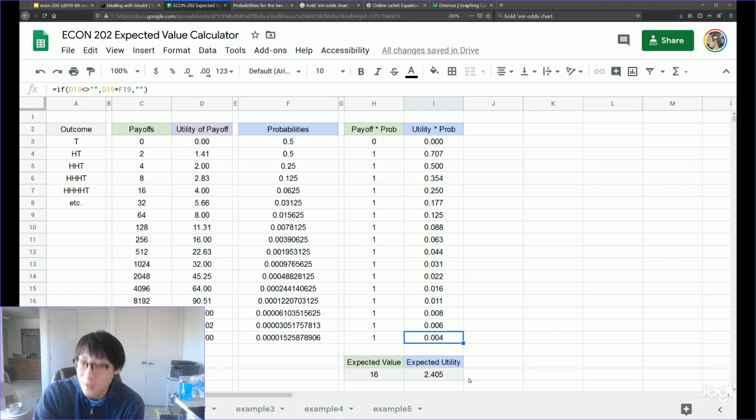It's a finite number. And so if you're using the concept of expected utility, you wouldn't be expected to pay an infinite amount of money to play this game. You would just be expected to pay whatever amount of money corresponds to this expected utility of 2.4 units of utility.